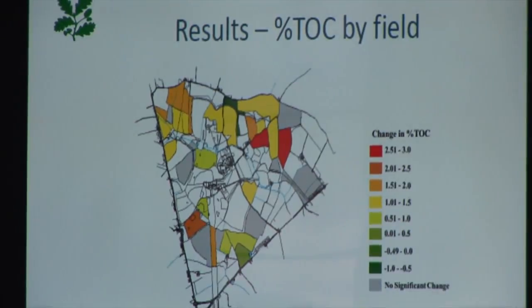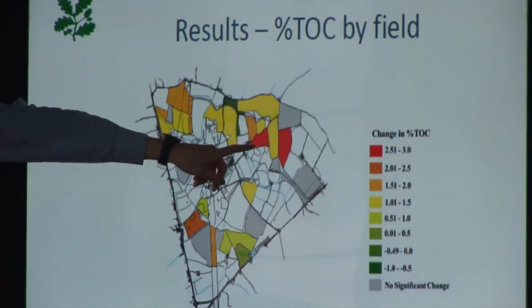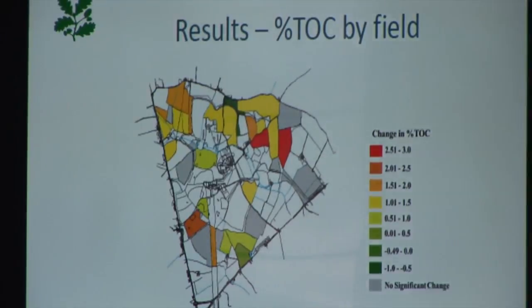And we had 5 years of experience and knowing exactly how we'd managed the farm for 5 years, and then we could look at the fluctuations and understand the changes. So our very best field was this one. 2.5% increase of what we had to start with. And what we had to start with was almost nothing.